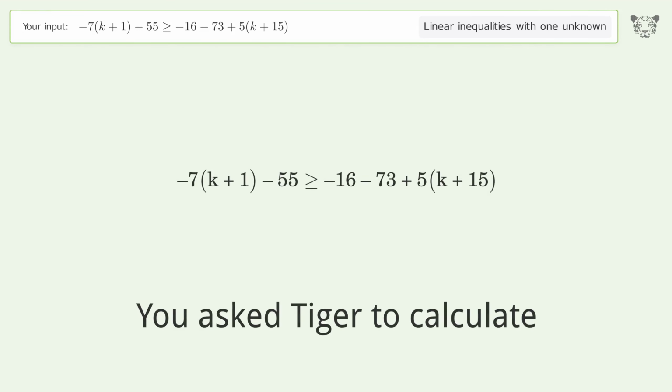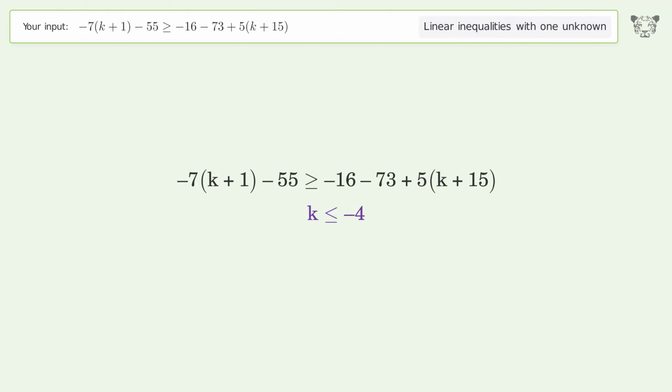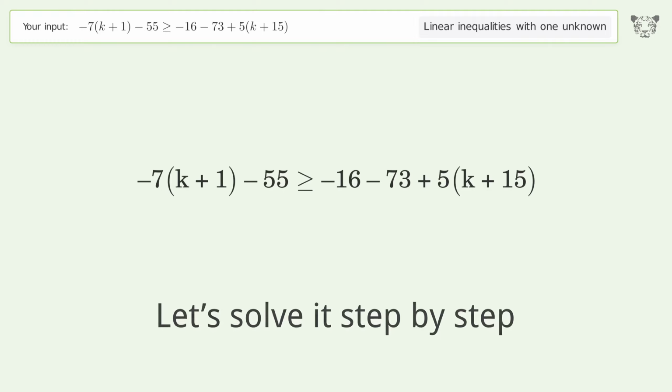You ask Tiger to calculate. This deals with linear inequalities with one unknown. The final result is k equal or smaller than -4. Let's solve it step by step.